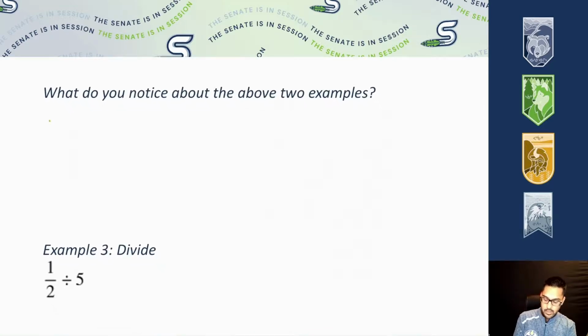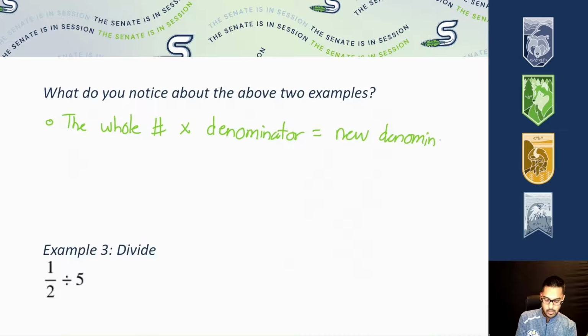Okay, what do we notice? The whole number multiplied by the denominator gives us the new denominator. Okay, and the numerator stays the same.